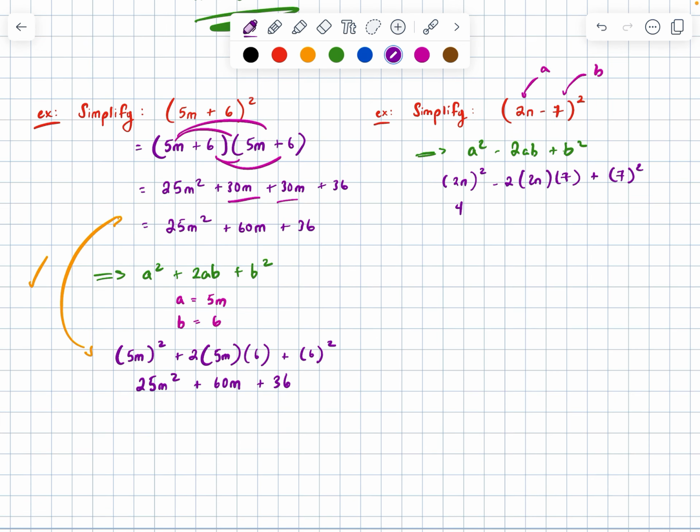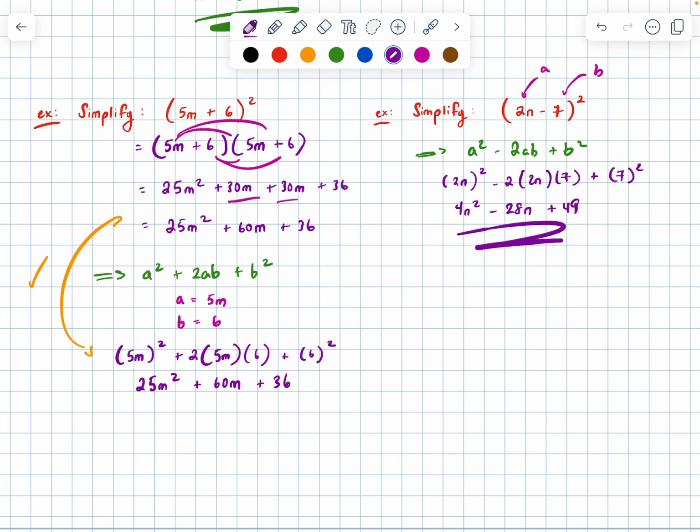Doing my multiplication. 2n squared means 2n times 2n. So this is 4n squared. I've got negative 2 times 2n, which is negative 4n, times 7 gives me negative 28n. And then I've got 7 squared at the end. This is plus 49. Magnificent.